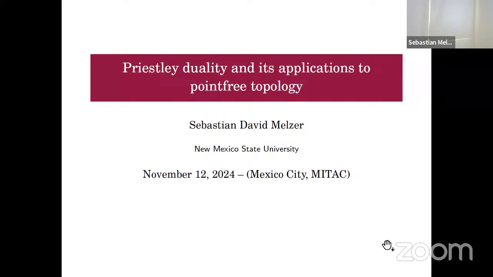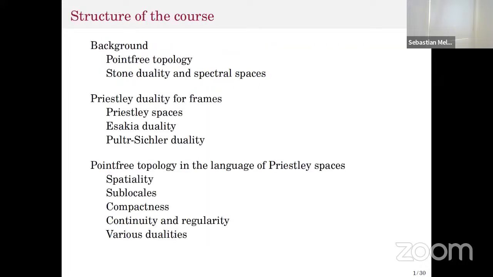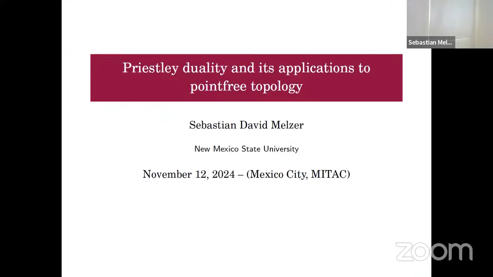Well, thank you. Our next speaker is Sebastian David Melzer, and the second day of his workshop, Priestley dualities and its applications to point-free topology. Thank you for the introduction.